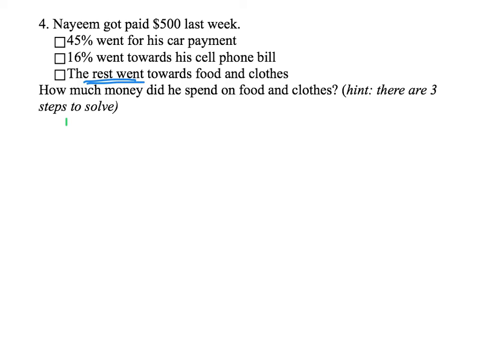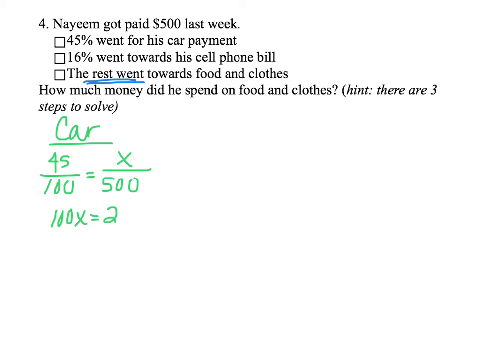So first, let's figure out how much he spent on the car. So that's 45% out of what he got paid, $500. I'm going to cross multiply. So 100x equals 22,500. Divide both sides by 100, and I get x equals $225 for his car payment.